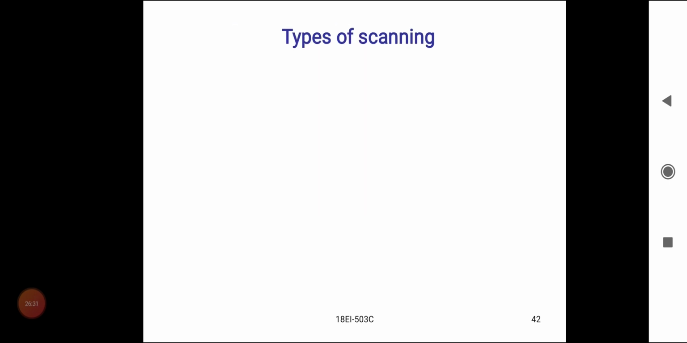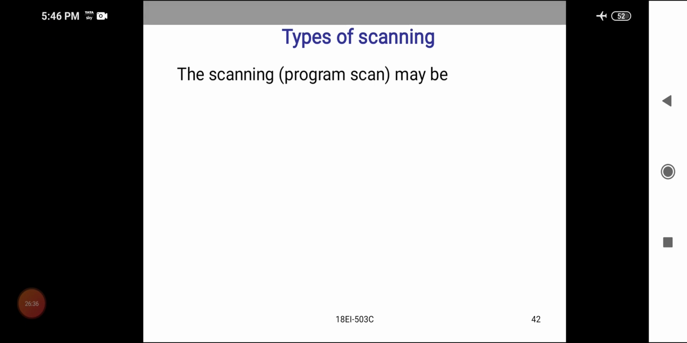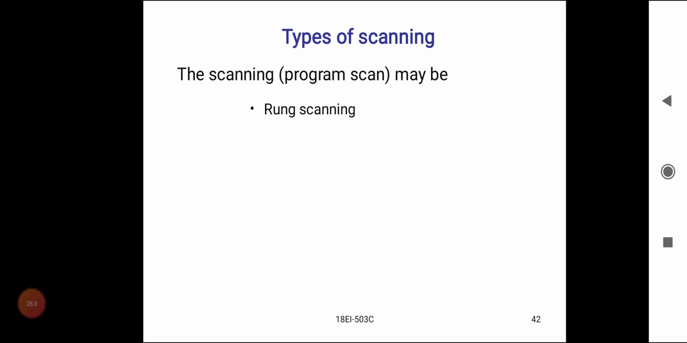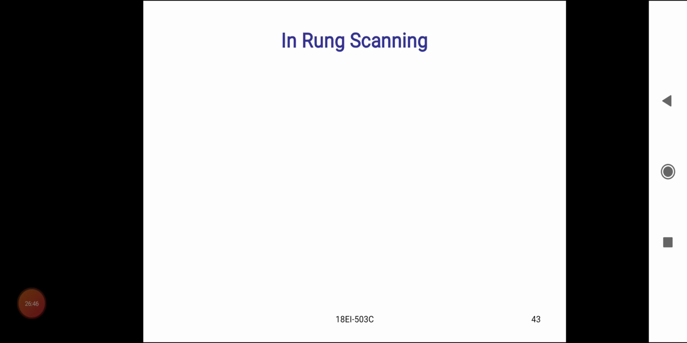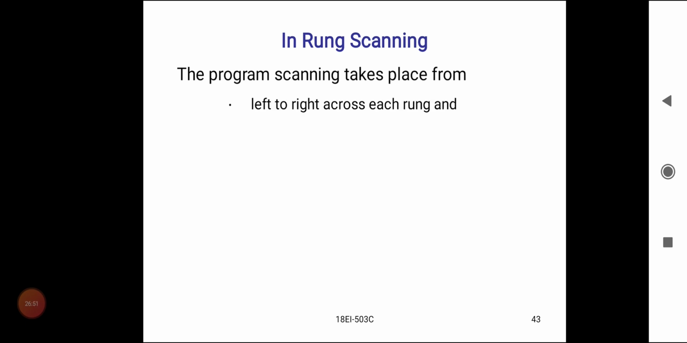Types of scanning. The program scan may be rung scanning or column scanning. In rung scanning, the program scanning takes place from left to right across each rung and top to bottom across the rungs. Example, Allen Bradley PLC.